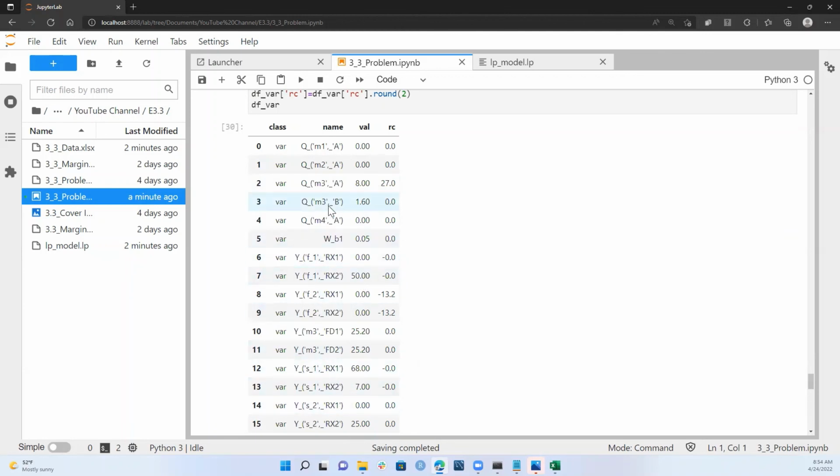But it's not worth procuring any additional material 3 from supplier B to make any of the fuel additive for the discount market. And we can see here a reduced cost of minus $13.20. So either the price of that discount market for fuel additive has to go up by $13.20, or the cost of this material 3 from supplier B has to come down by $13.20 in order for us to economically produce any fuel additive. So that's how you interpret the solution.